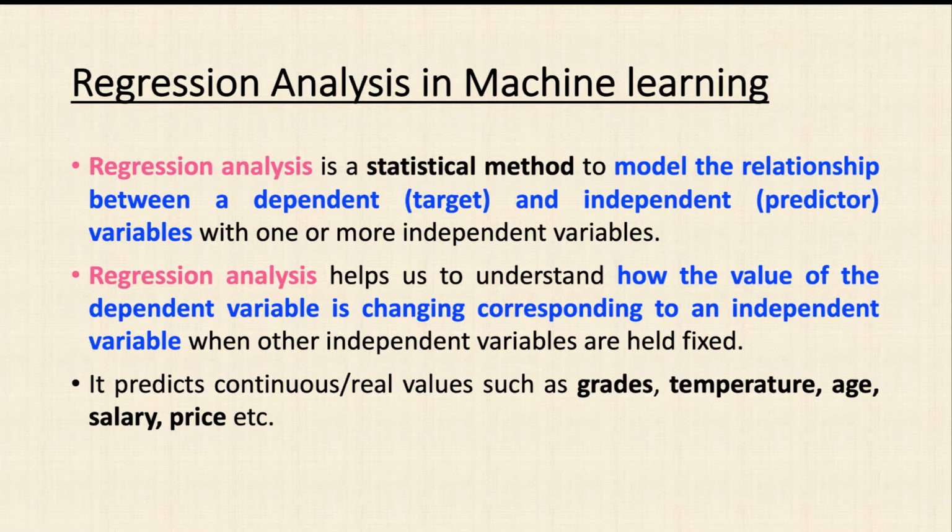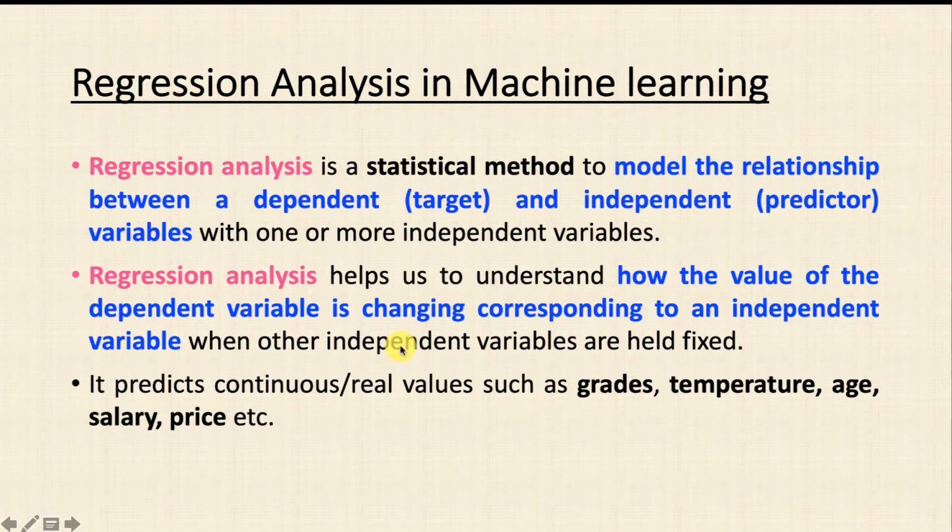So, regression analysis is a statistical method to model the relationship between the dependent variable, that is your target, and the independent variables, that is your predictors, with one or more independent variables. So here you need to target two types of variables. First is the dependent variable, another one is the independent variable. Then regression analysis helps us to understand how the value of the dependent variable changes corresponding to an independent variable when other independent variables are held fixed, right?